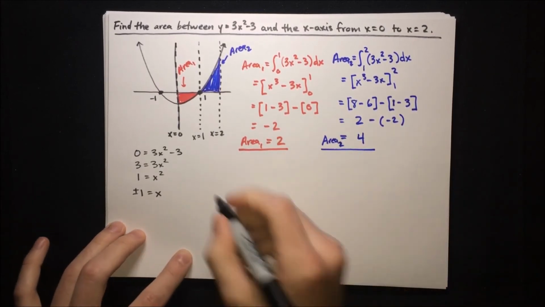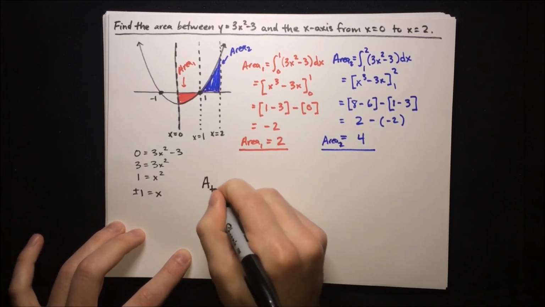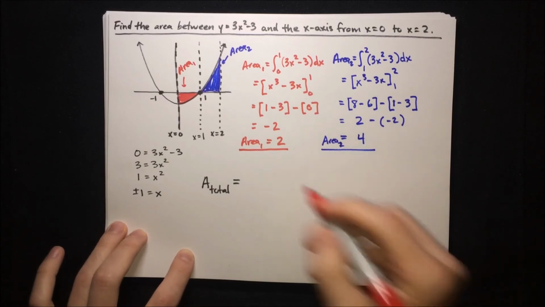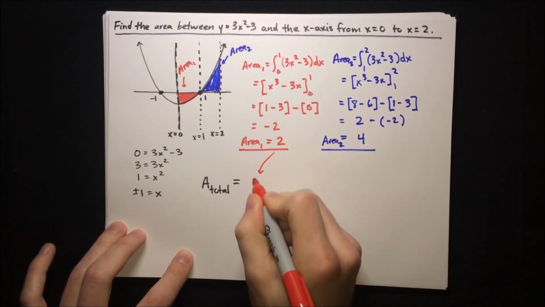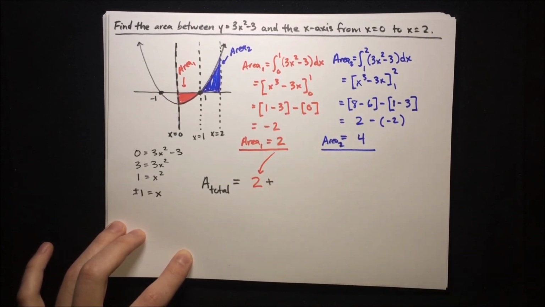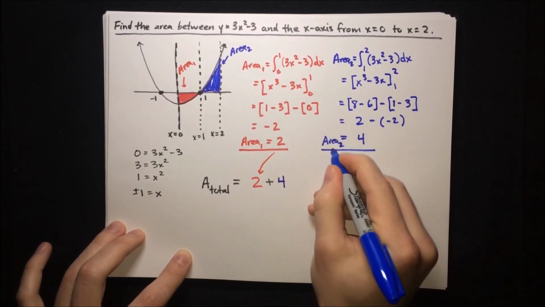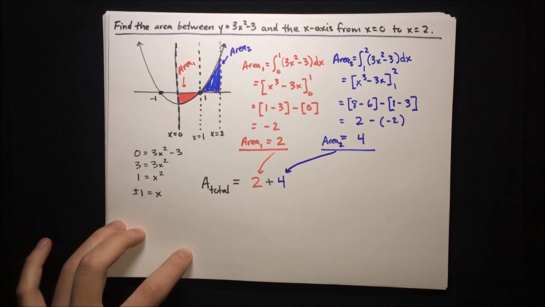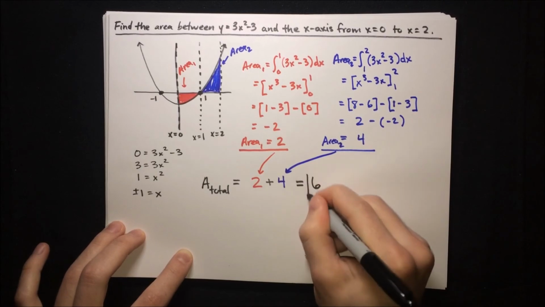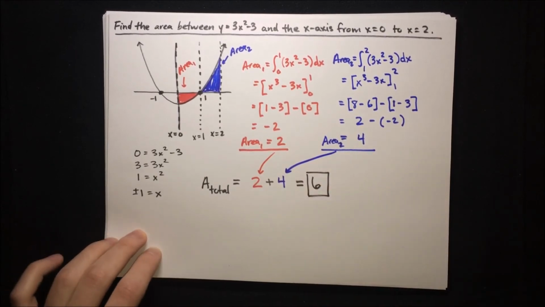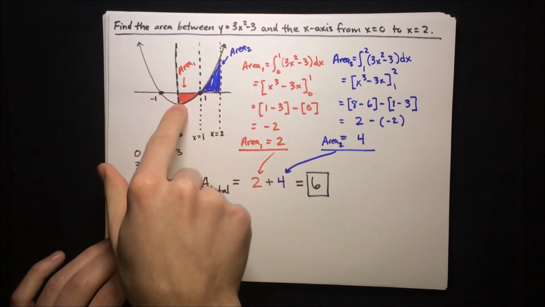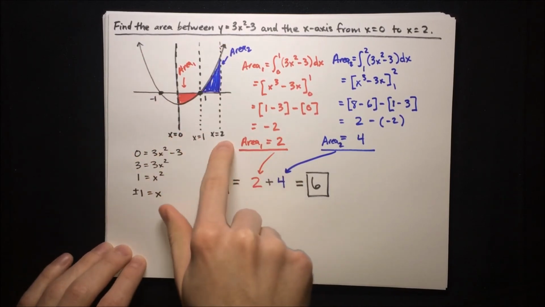And then the total area is going to be the first area, 2, plus the second area, 4. And that'll come out to 6. So 6 is the total area between this curve and the x-axis between x equals 0 and 2.